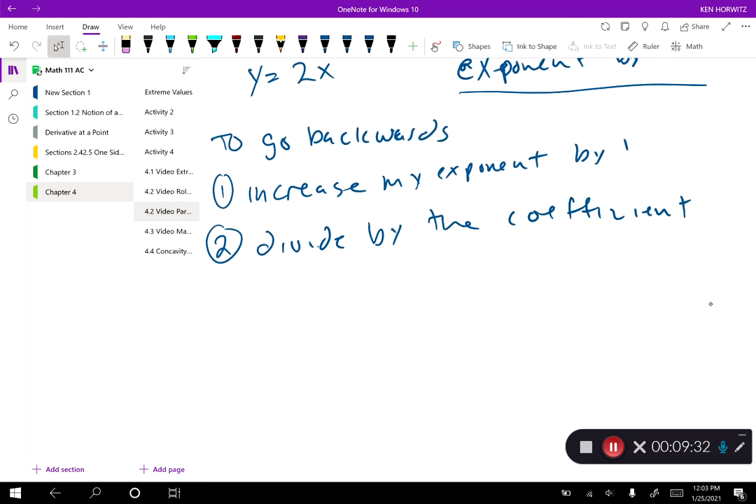So if I have y equals 2x, right? My exponent is 1. So I want to increase my exponent to 2. Right? So I have y equals, I'm going to increase my exponent to 2. Then I'm going to take my coefficient and divide by that new exponent. All right? So that equals just plain old x squared.